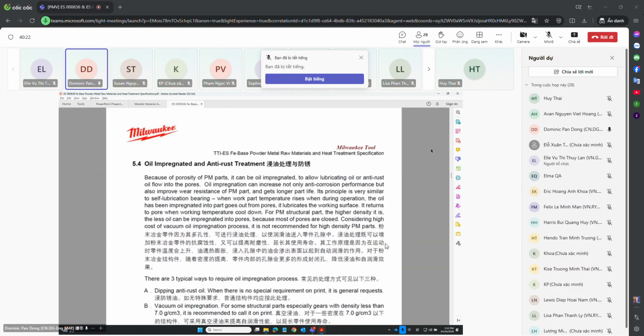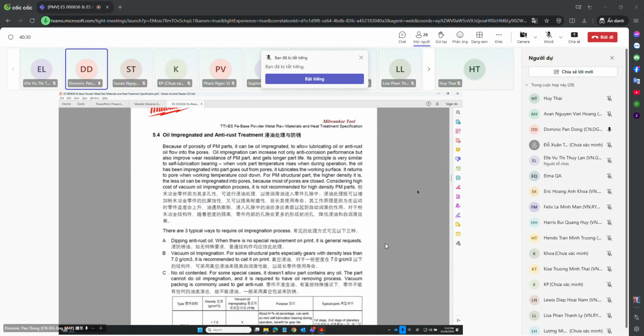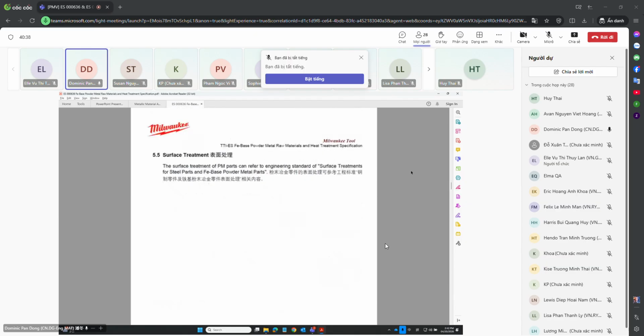Then, of course, after that, for powder metals, you would have to do the oil impregnation and anti-rust treating. So here it gives some suggestions for that. I think today's training is basically focused on heat treating, so we would leave them alone. And finally, surely we have surface treatment for powder metal parts. That would be the next session of today's training.